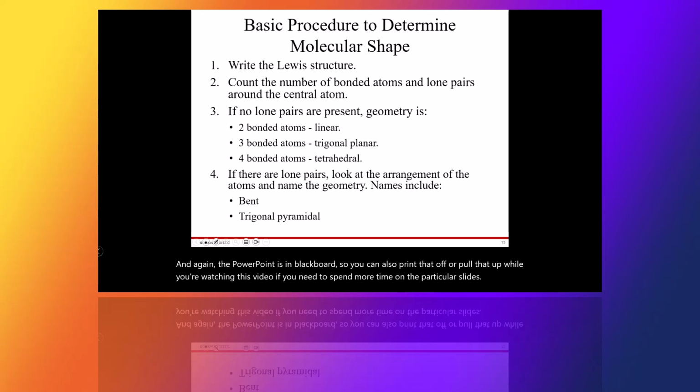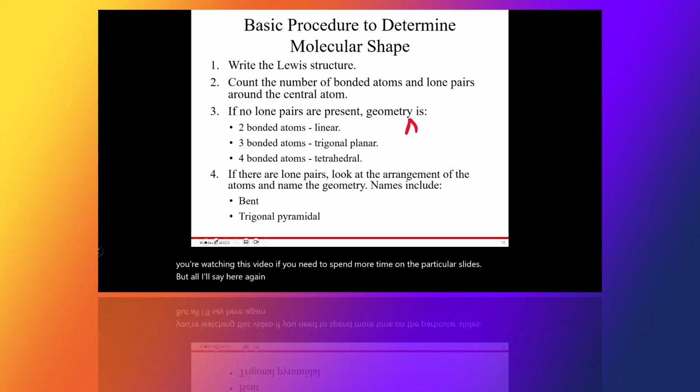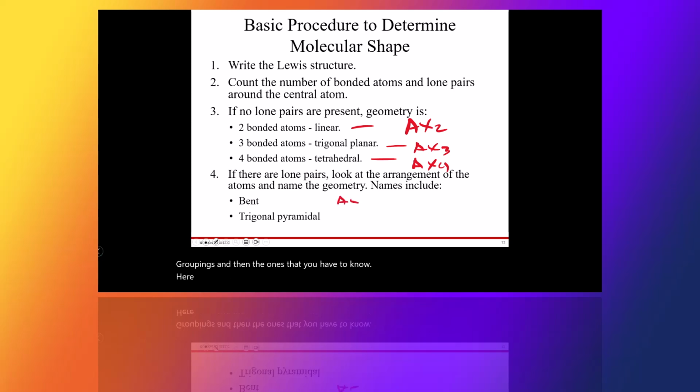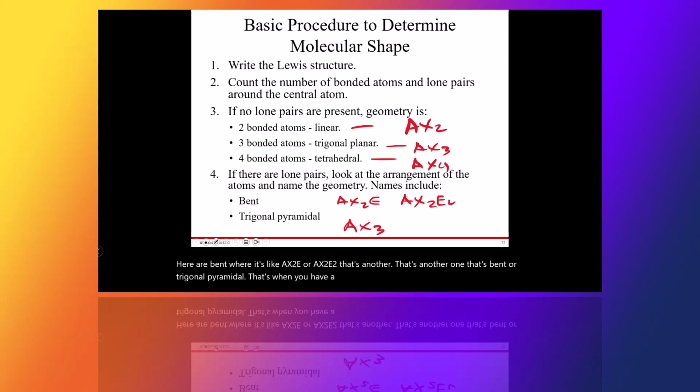But all I'll say here, again, what is this? This is what I would call AX2. This is AX3. And this is AX4. When it's just bonding pairs coming off the central atom, these are the main groupings. And then the ones that you have to know here are bent, where it's like AX2E or AX2E2. That's another one that's bent. Or trigonal pyramidal. That's when you have AX3E.